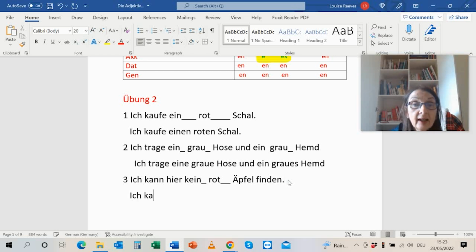So, ich kann hier. Now it's obviously accusative. I have no prepositions or anything like that. Keine roten Äpfel kaufen or finden. Look what that did. Plural. Keine is like taking the e from the die. And then your plural adjectives end in en.